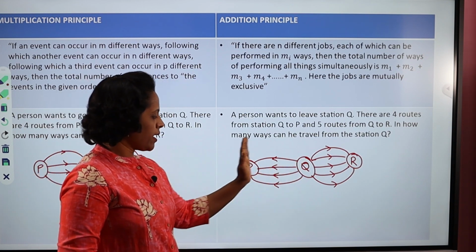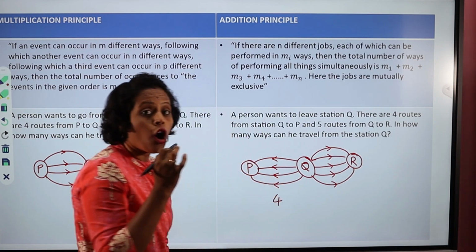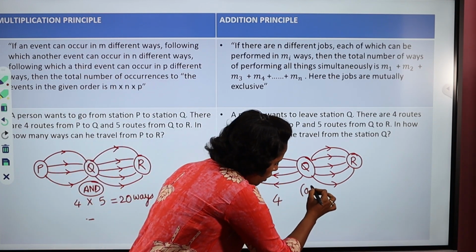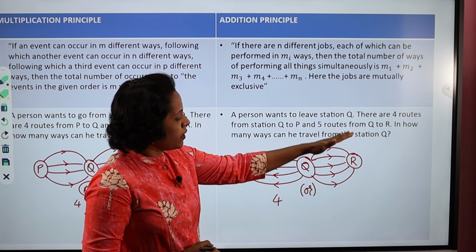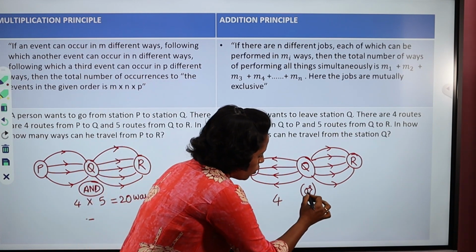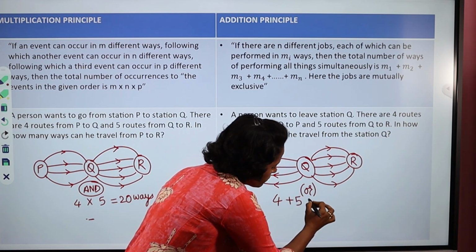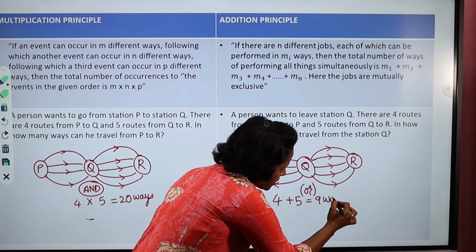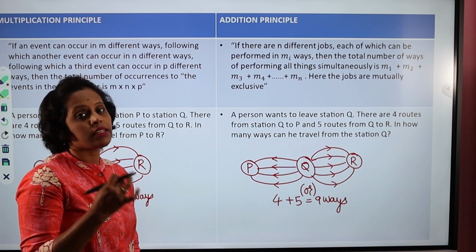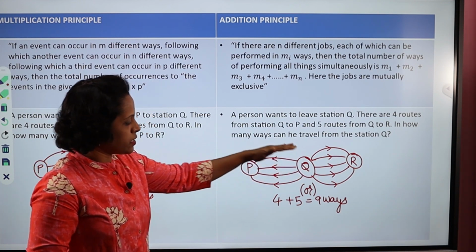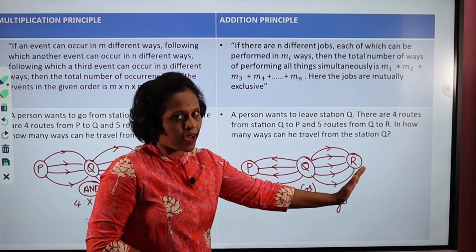Right. In how many ways can he travel from the station Q? From station Q, he can go to station P. In how many ways? 4 ways. Or from station Q, he can go to station R in 5 ways. So, or, whenever we get or, we should go with addition. So, 4 plus 5 which is equal to 9 ways. What is the question here? How many ways can he travel from station Q? He can travel from station Q to P, right? Or he can travel from Q to R, right?